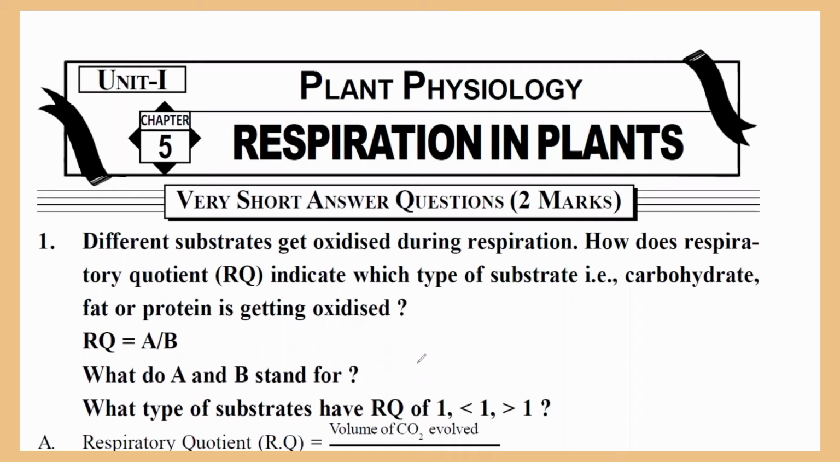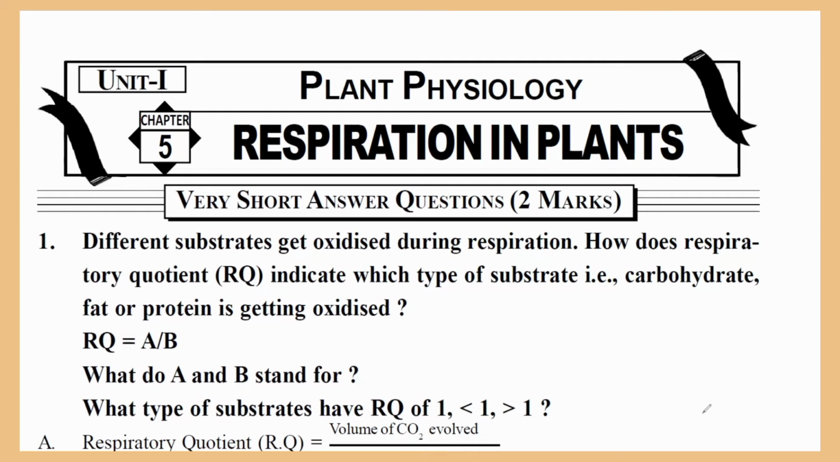In the previous class we discussed the Calvin cycle, or the C3 cycle, and today we are going to discuss Unit 1, that is Plant Physiology, Chapter 5. Chapter 5 is Respiration in Plants. Like animals and other organisms, plants also respire.